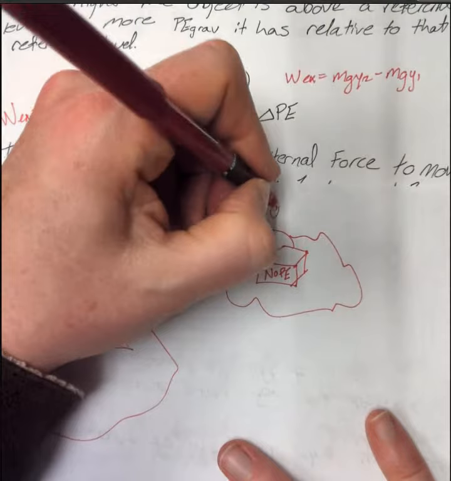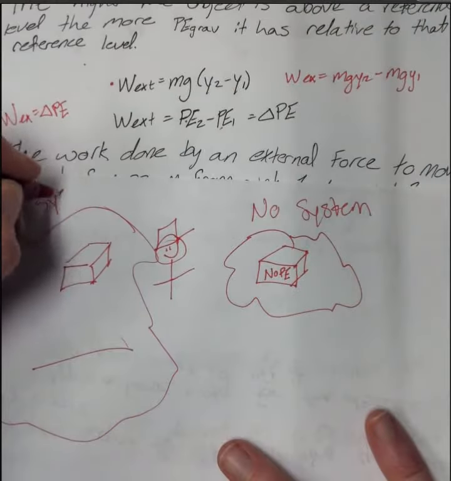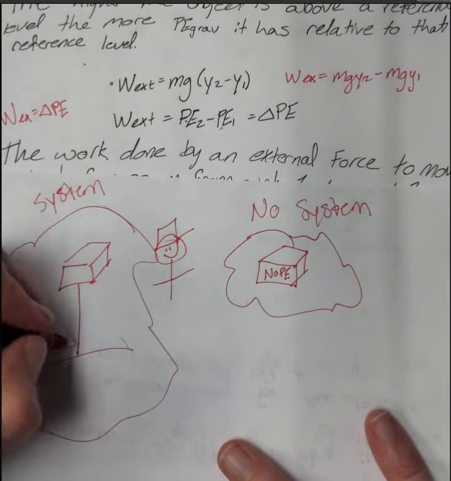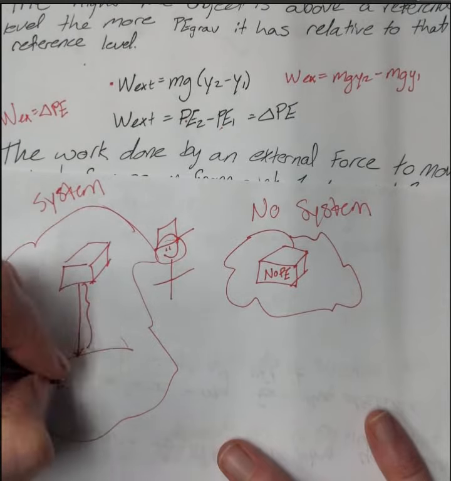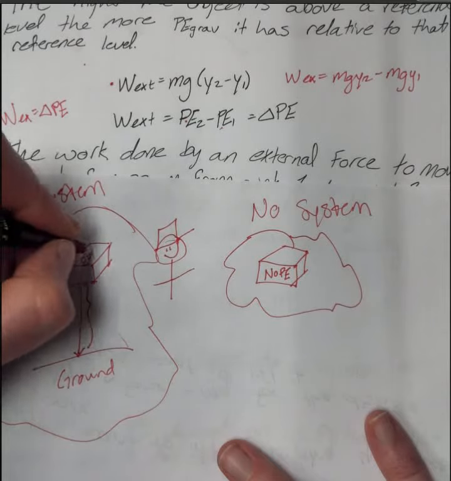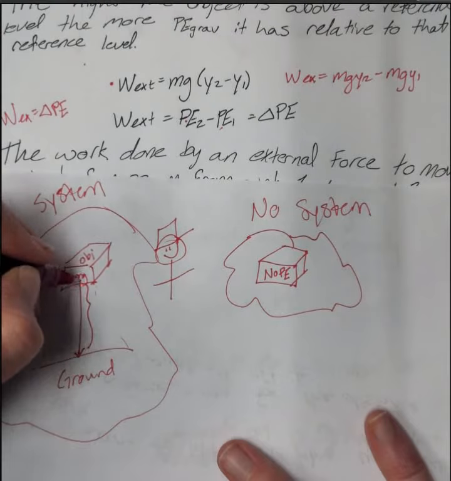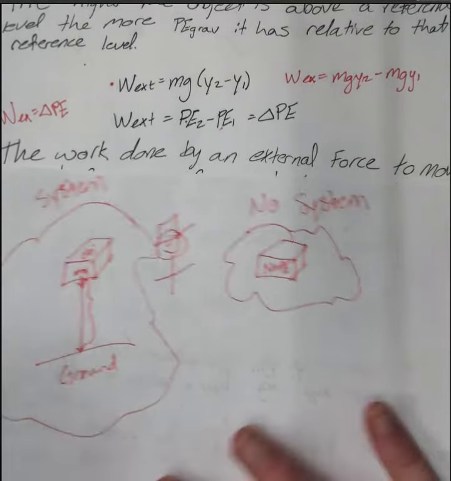This is a no system object, and this is a system object. Now, not only do we have force of gravity, but we also have a system, which includes the Earth, the object, and we have a force. Now, with this system, this object has potential energy, and it's because the system has potential energy. The object all by itself has nothing going for it.